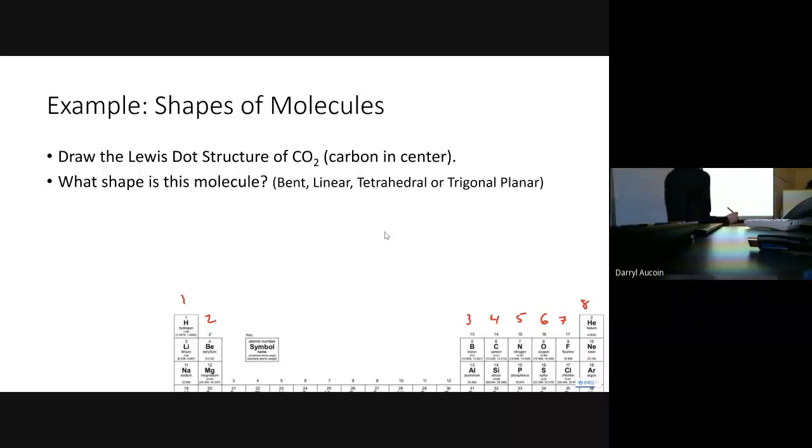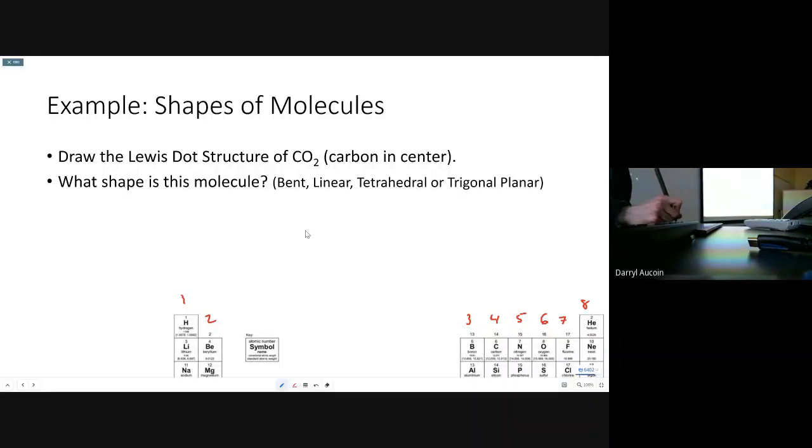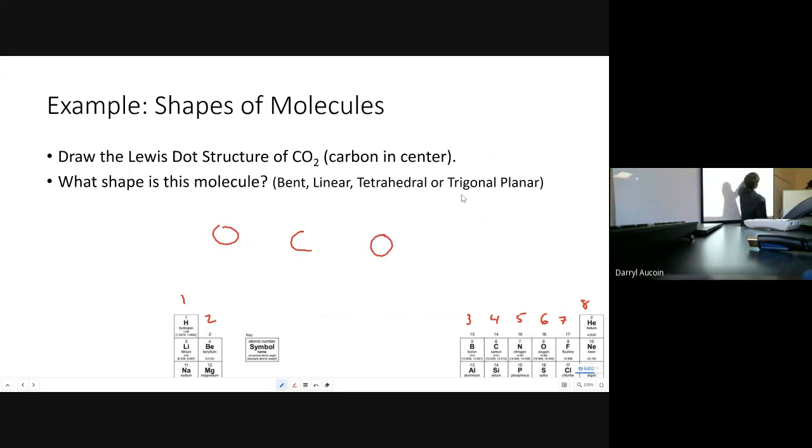So just like this molecule here, right? CO2, carbon in the center, the C is in the middle. So we're going to put C in the middle, and we're going to put the oxygens on either side. And we'll figure out the shape and the structure of this molecule. Figure out, is it linear? Is it bent? Is it trigonal planar? Is it tetrahedral? What kind of shape do we have going on?